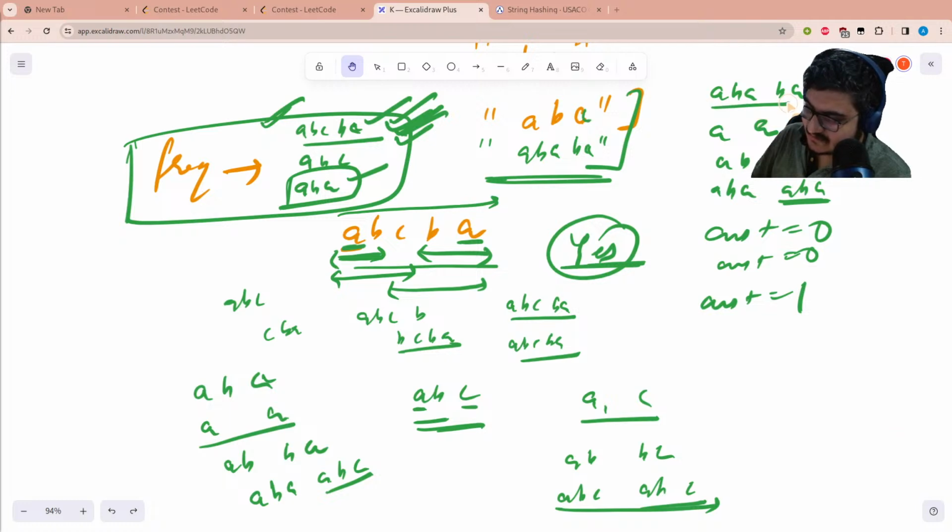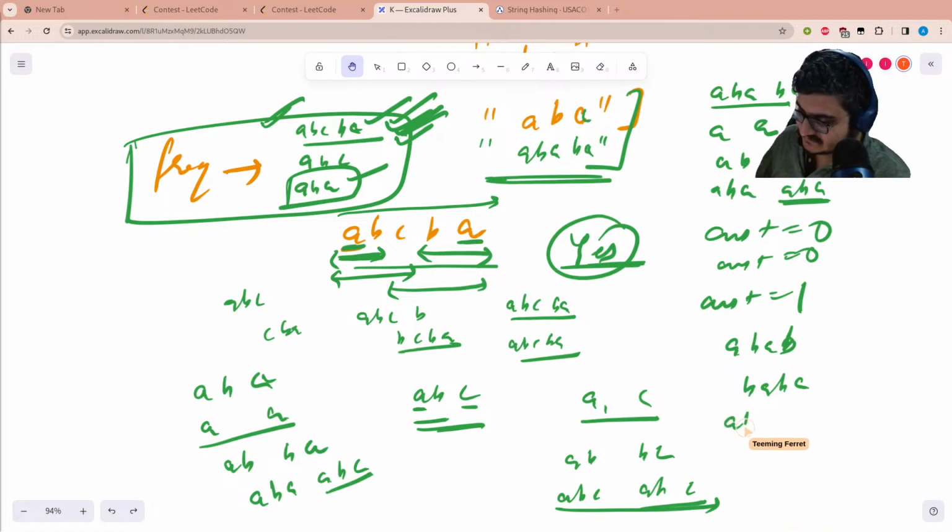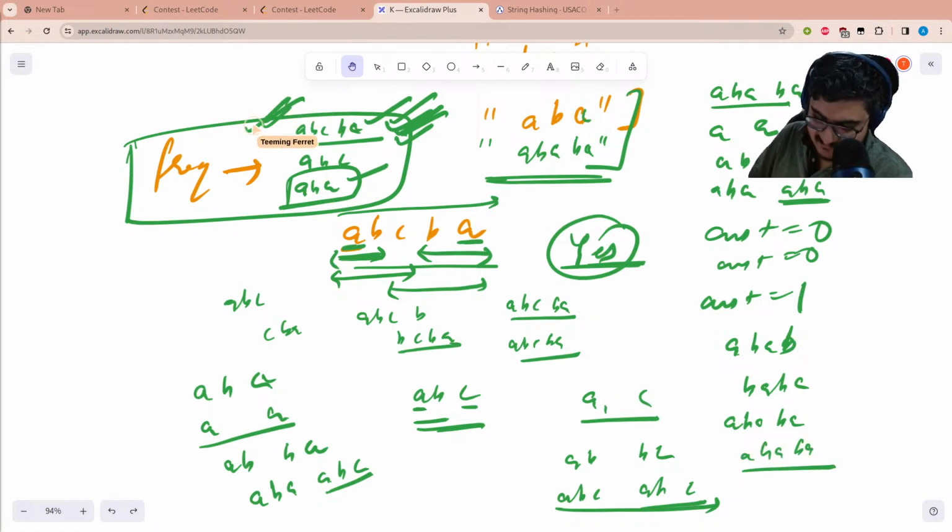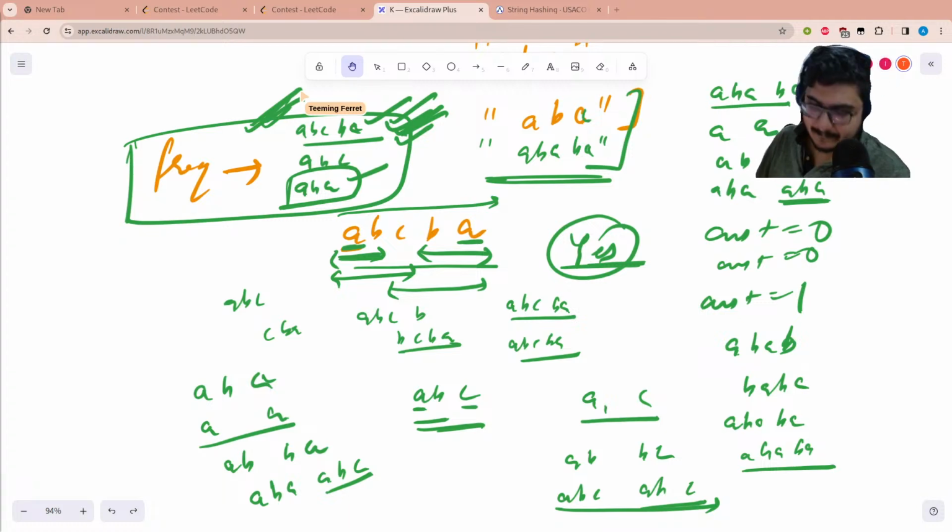Then I check the first four and the last four. They are ABAB and BABA. They are not equal, so I ignore them. Then I take the first five and the last five characters, which is ABABA and ABABA. They are equal, so I count how many times ABABA appears in this map, which is again 0. So I add 0 to the answer.